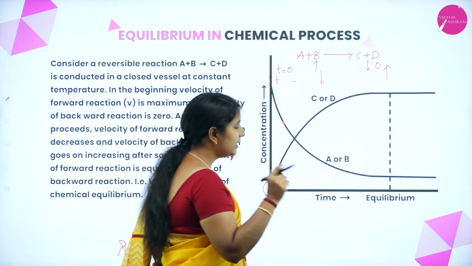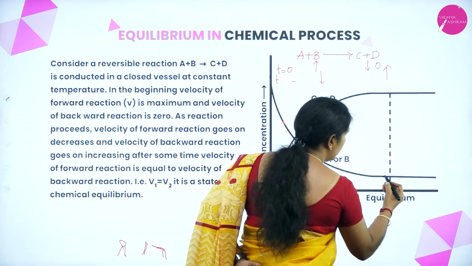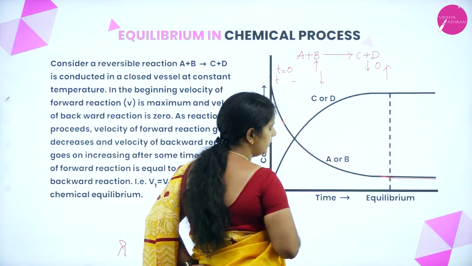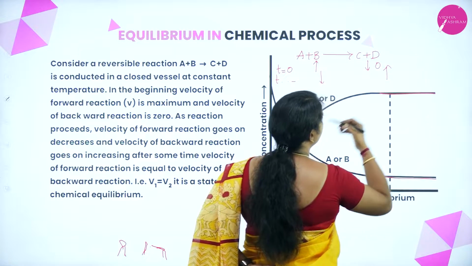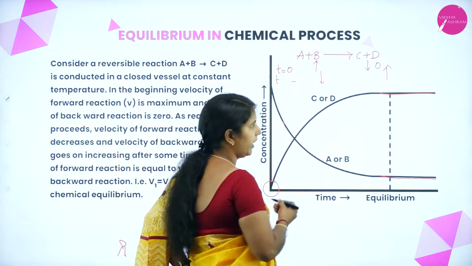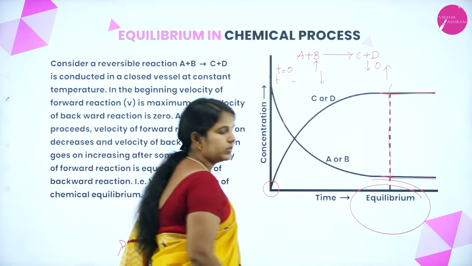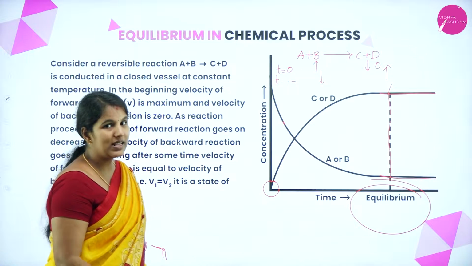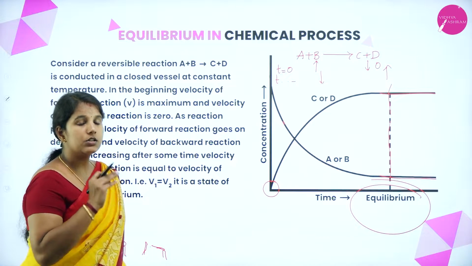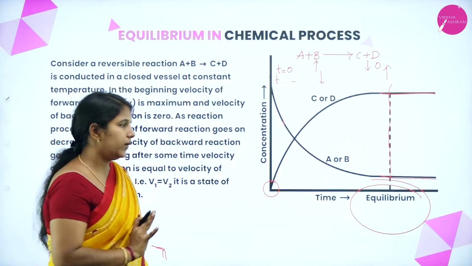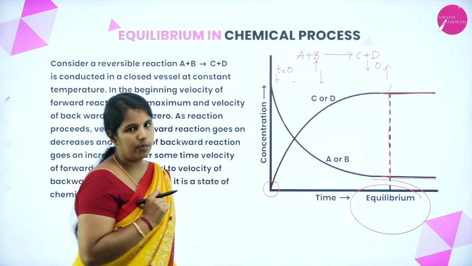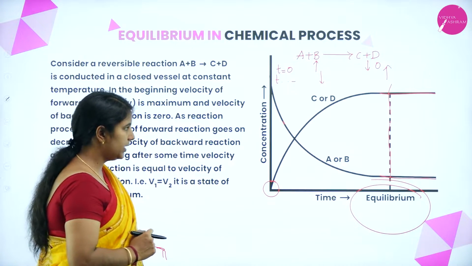At a particular time, the rate of formation of the reactant will be equal to the rate of formation of the product. We call this stage the equilibrium state. So, this is the attainment of equilibrium in a chemical process. Hope you all understood.